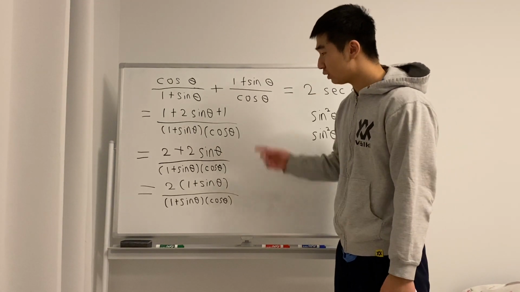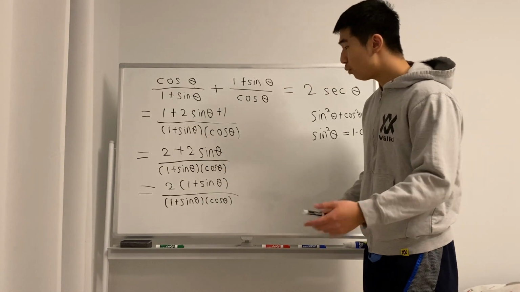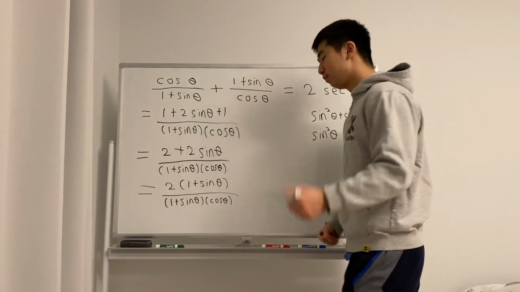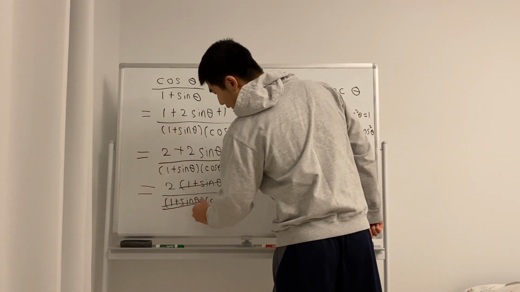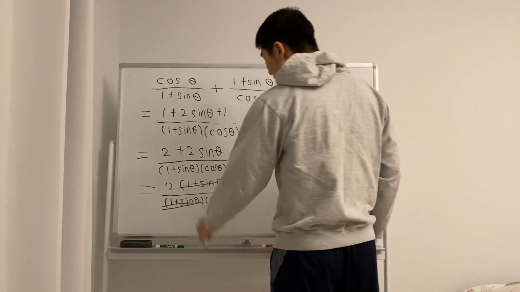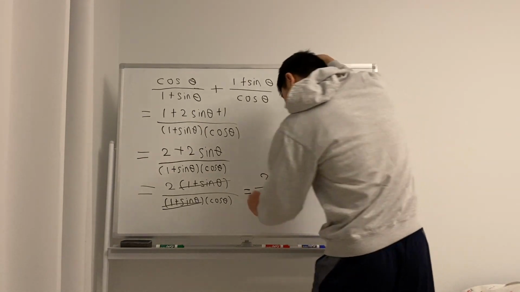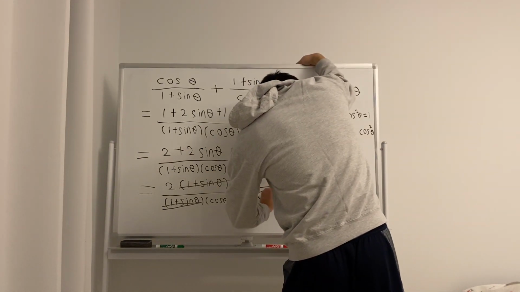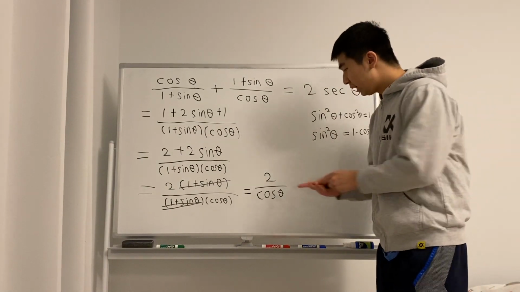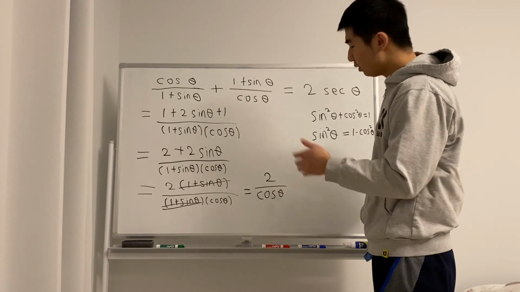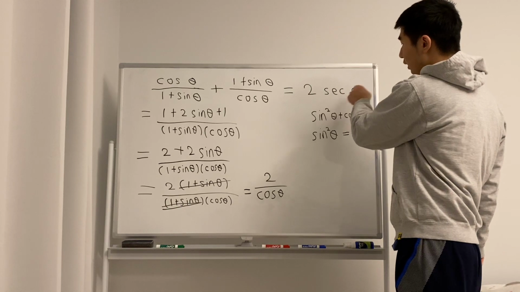So all I had to do was, when I figured out I could factor a 2 out, this question became a lot more simple. So now what you can do is, you can actually just cancel out the 1 plus sine theta, because they just divide each other, they cancel each other out. And now you're left with 2 over cos theta. Okay? And now, we can't simplify this any further, but notice how, if we look at the right side now, we have 2 secant theta.